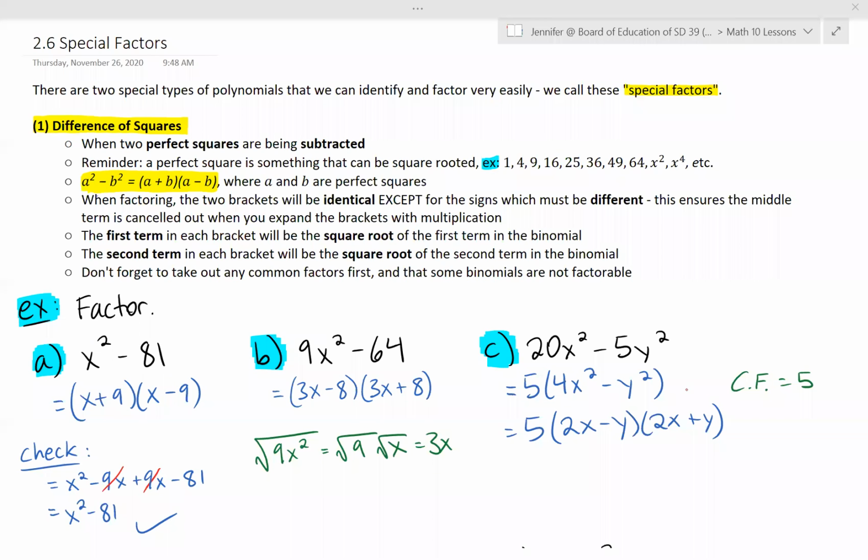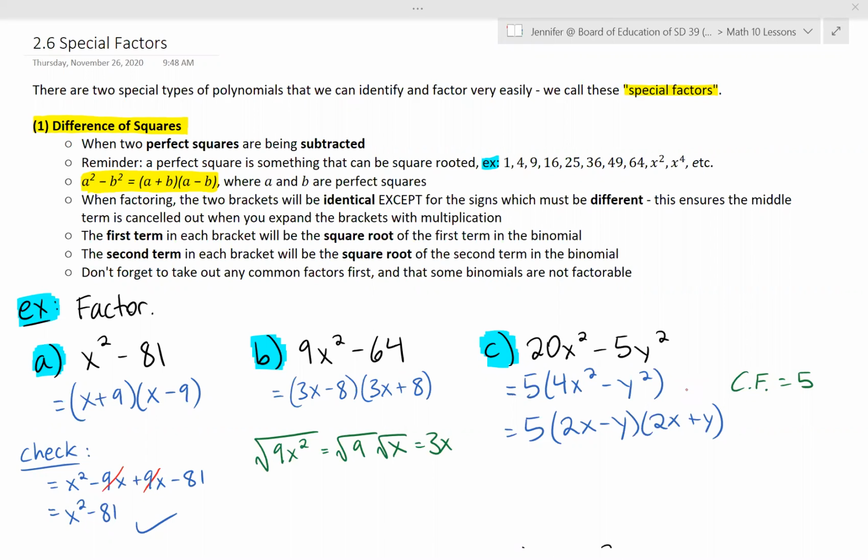This is lesson 2.6, special factors. Now that we know how to factor using common factors, and we can factor any regular trinomial, the last thing we're going to learn is two special types of polynomials that can be factored very easily. We call these special factors. The first is called difference of squares, and the second is a perfect square trinomial.